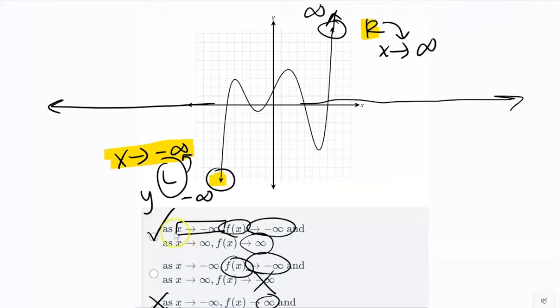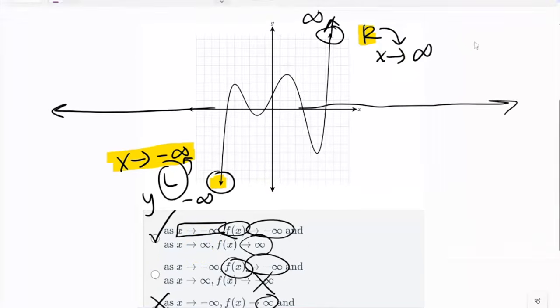Just be careful because sometimes they switch this around. It doesn't always go left and then right. Sometimes they have right and then left. So just be careful. All right, so this one is A.